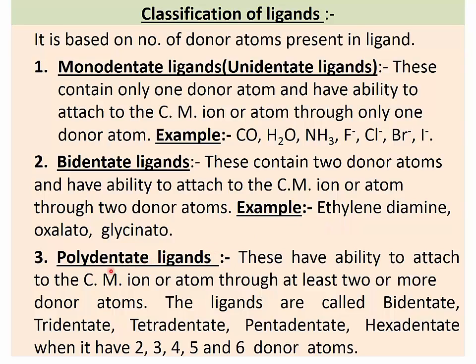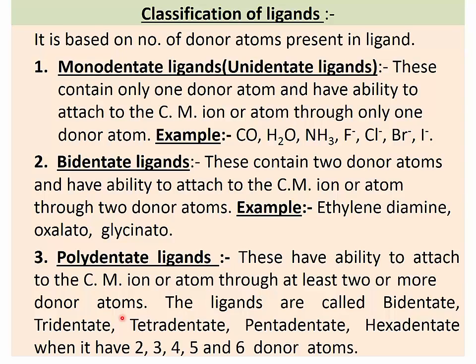Next definition, polydentate ligands. These ligands have the ability to attach to the central metal ion or atom through at least two or more donor atoms. So these ligands contain two or more than two donor atoms through which they attach to the central metal ion and form coordinate bonds. These ligands are also called polydentate ligands.